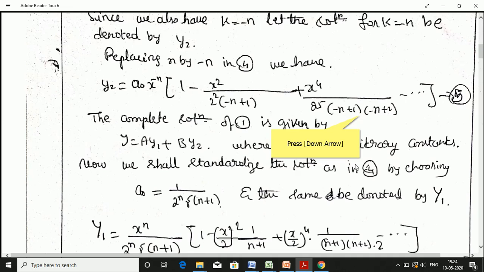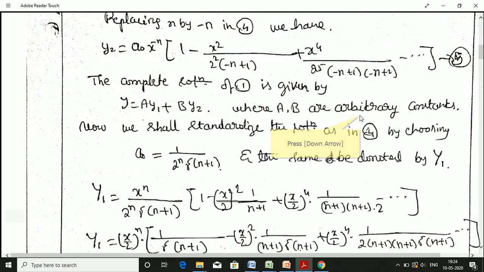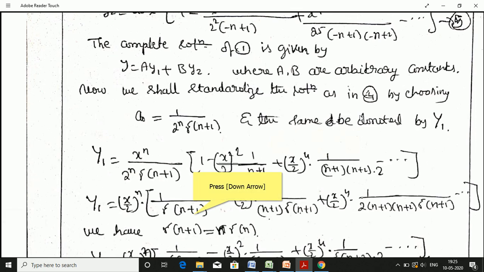In such cases, we need to standardize this solution by choosing a naught is equal to 1 by 2 power n into gamma of n plus 1, and the same be denoted by y1. Hence, in equation 4, the solution is there. Now I am standardizing that solution by choosing a naught is equal to 1 by 2 power n into gamma of n plus 1. Y1, I called it capital Y1, that is equal to x to the power of n, and a naught value is 1 by 2 power n into gamma of n plus 1.